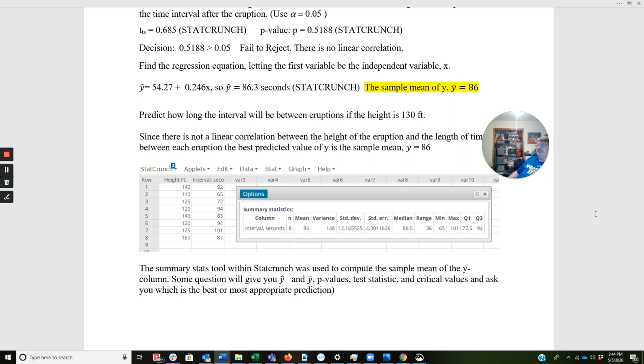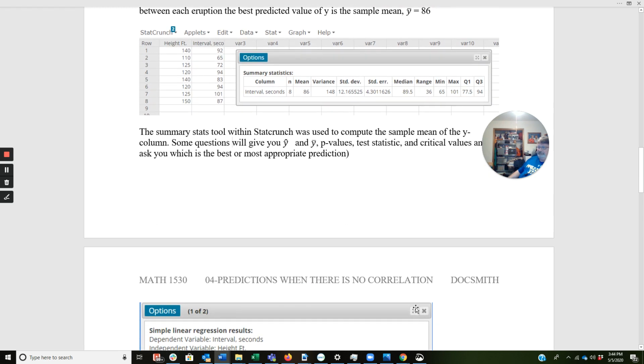Some of the questions will give you, in other words, they may not make you go to this much trouble. They may actually give you y bar and y hat and p-values and test statistics and critical values and ask you to apply what you've learned to decide which one is the best prediction. Now that's just a hint about a question you might see.